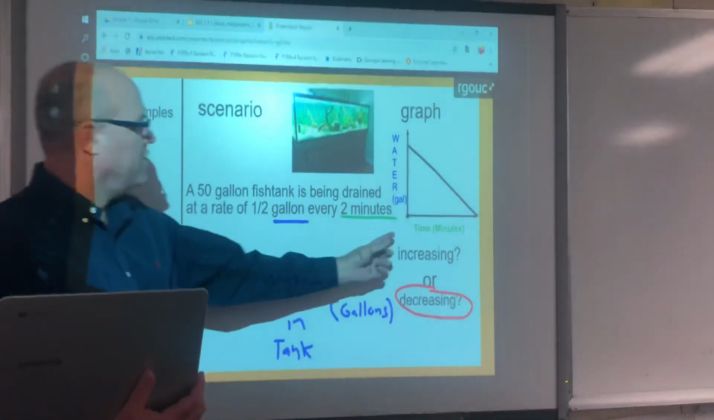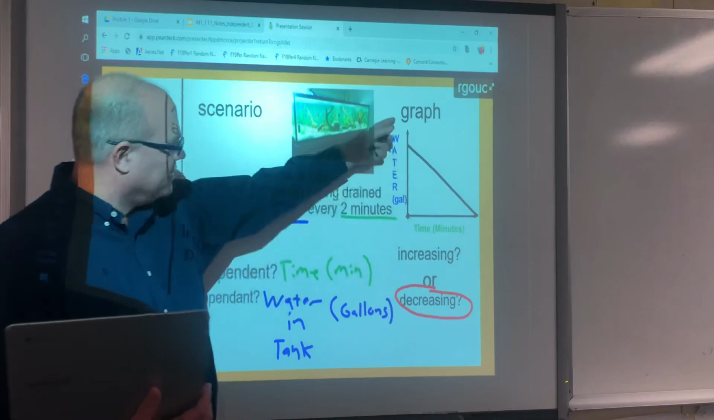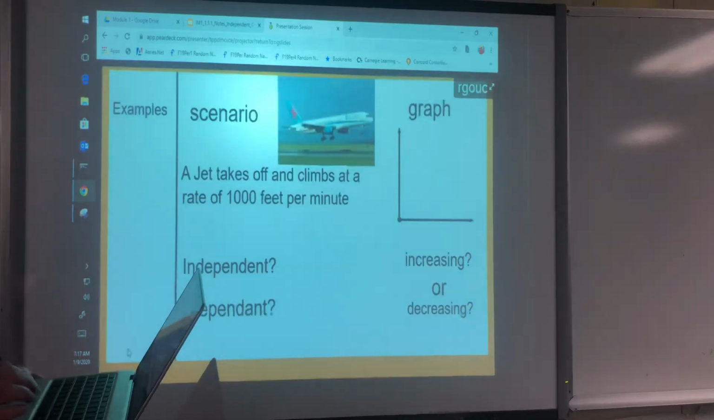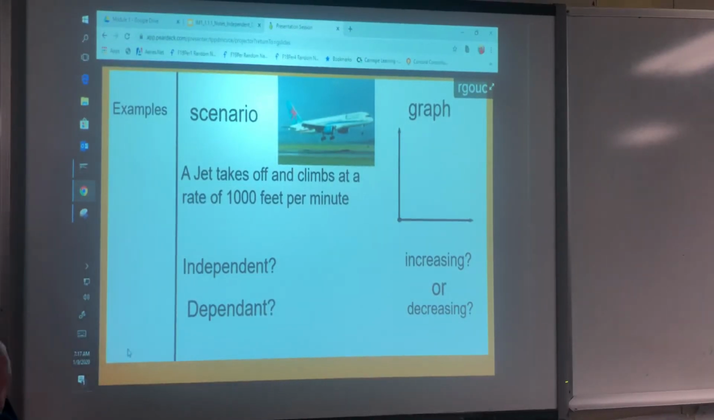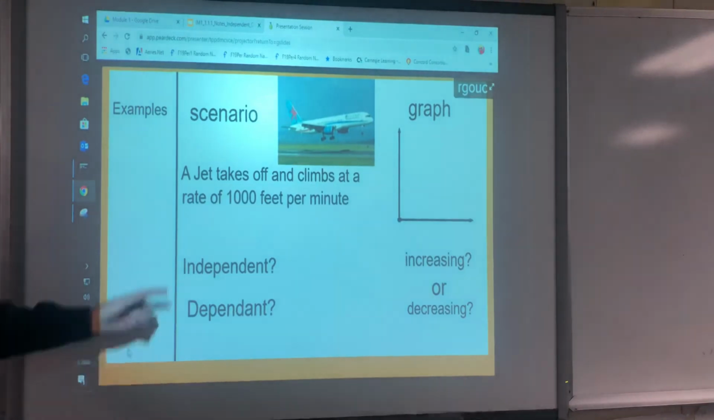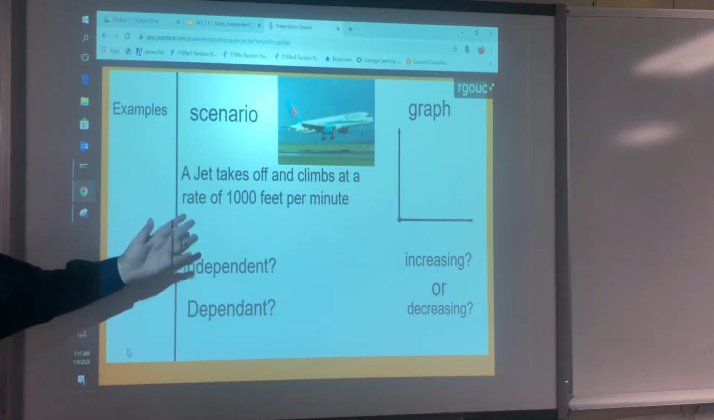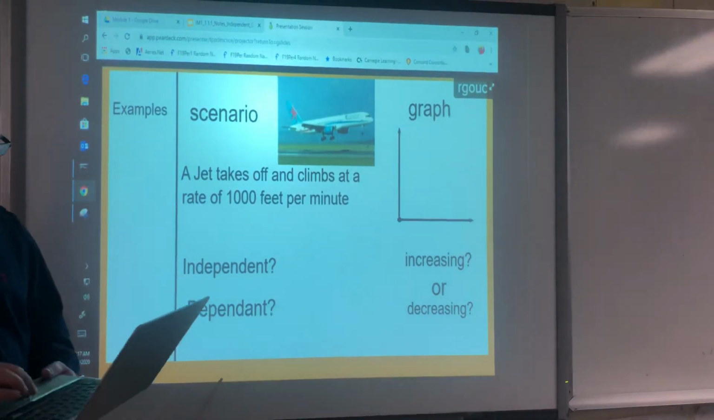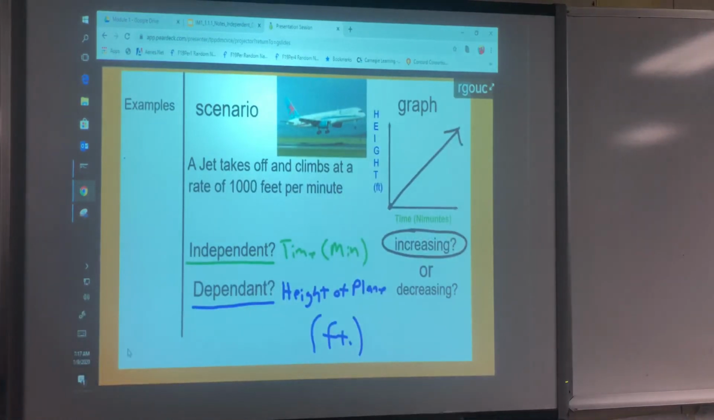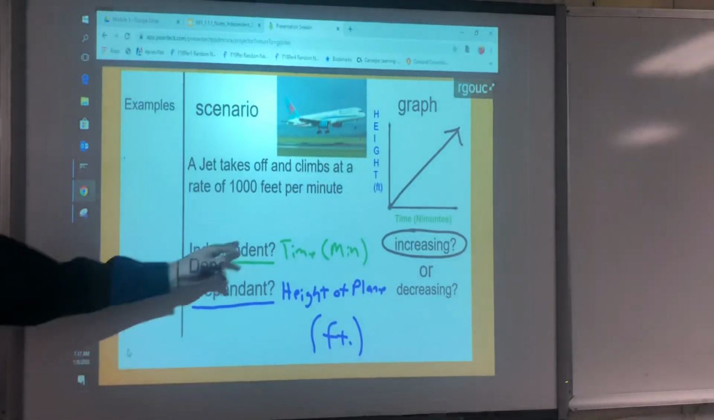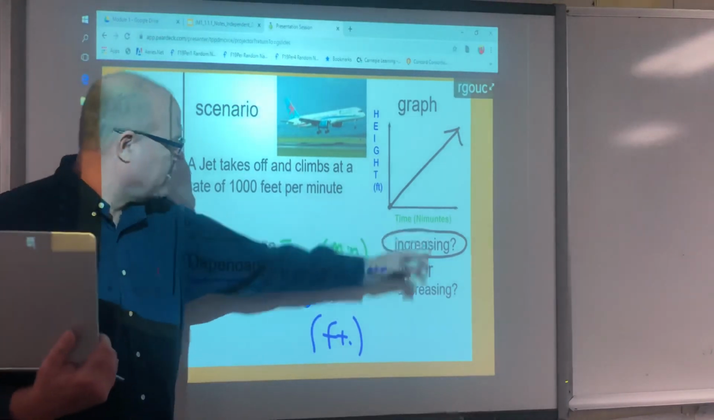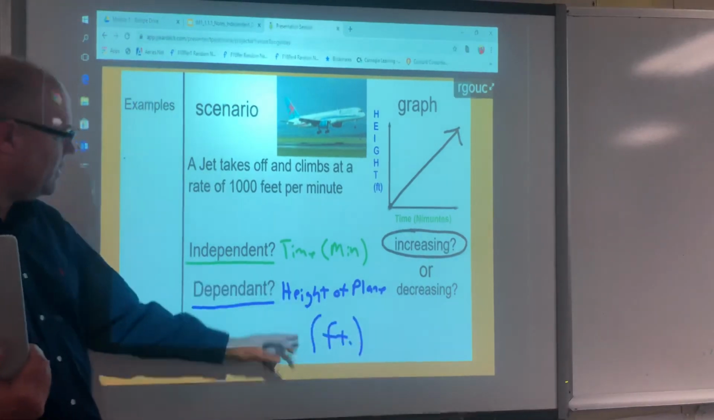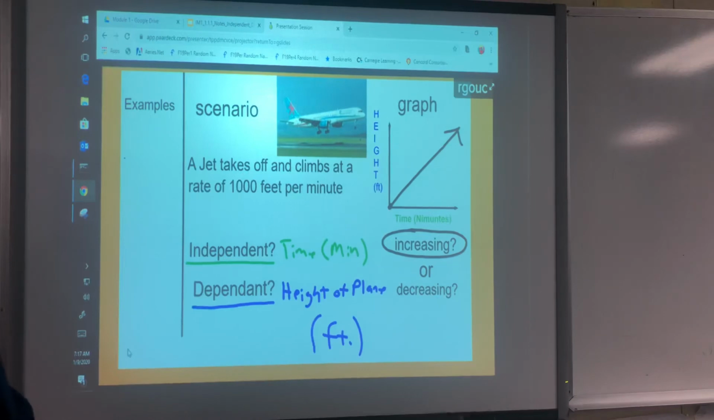All right, again, you can see independent quantity on the x-axis, dependent quantity on the y-axis. One more example. A jet takes off and climbs at a rate of 1,000 feet per minute. What is independent or dependent? Is our graph going to be increasing or decreasing? All right. So independent quantity is going to be our time in minutes. Got a little typo there, see? And then our dependent quantity is going to be the height of the plane in feet.